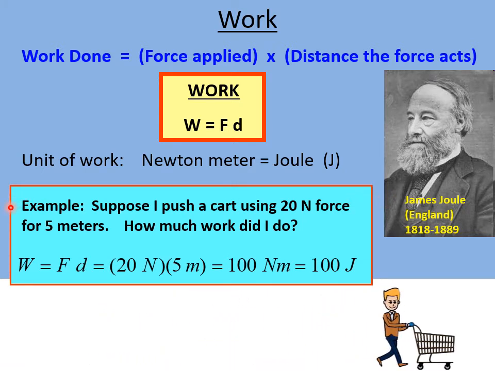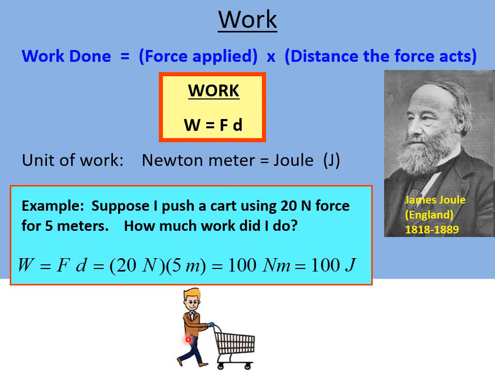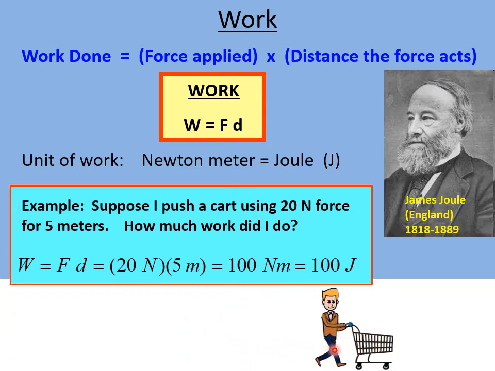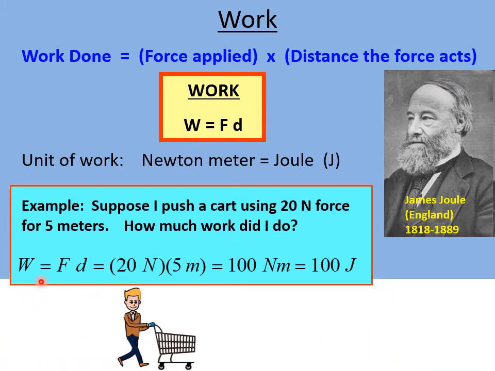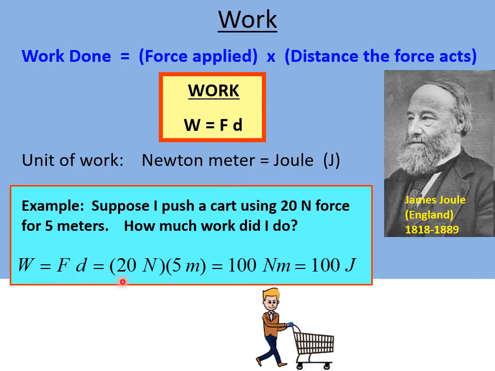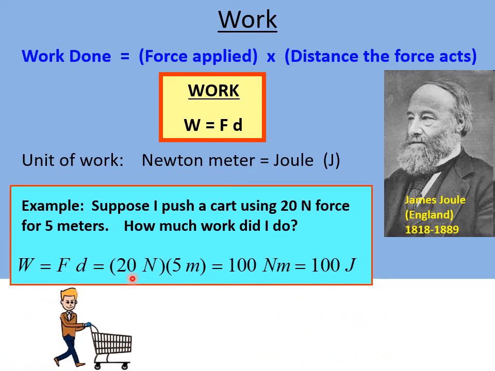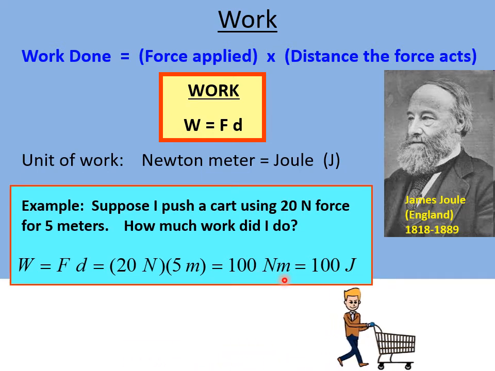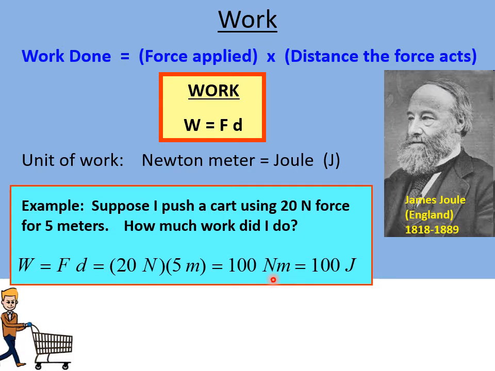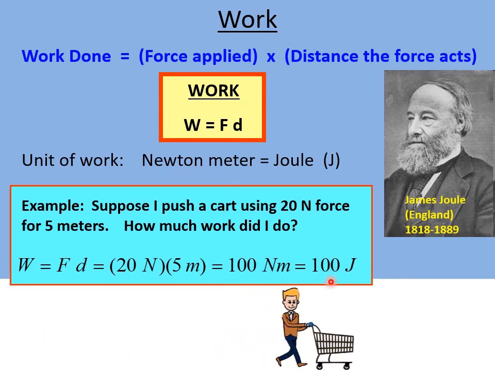So let's just start with a simple example here. Suppose I push a cart using 20 newtons of force for 5 meters. So here I am, or here you are, pushing this cart. To figure out how much work you just did, you just take the force, 20 newtons, and multiply it by the distance, 5 meters. 20 times 5 is 100. So the answer is 100 Newton meters, but of course we know now that a Newton meter is a joule. So the amount of work done was 100 joules.